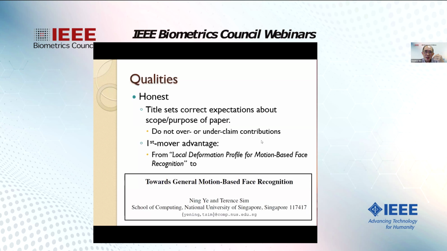Okay, so since we have the first mover advantage, we can claim a title like this, towards general motion-based. So it's towards, okay? I'm not saying I've solved it. I cannot do that. That will be overclaiming. So I'm saying I'm taking a step towards general motion-based face recognition. Okay, so that's what we end up using.